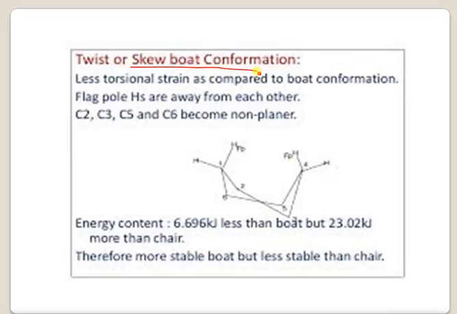That is a less torsional strain as compared to boat conformation, as the flagpole hydrogens are away from each other, as we discussed in the last one, and carbons C2, C3, C5 and C6 become non-planar. The energy content is 6.6 kilojoule less than boat, but 23.02 kilojoule more than chair. That's why this is less stable than chair conformation. Therefore, it is more stable than boat but less stable than the chair conformation.